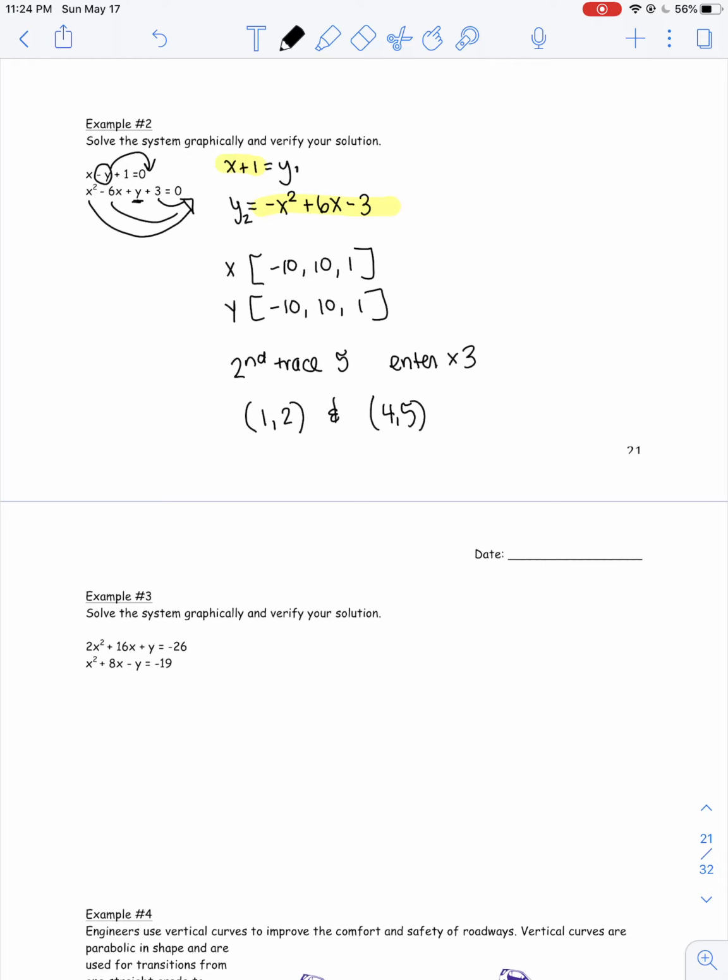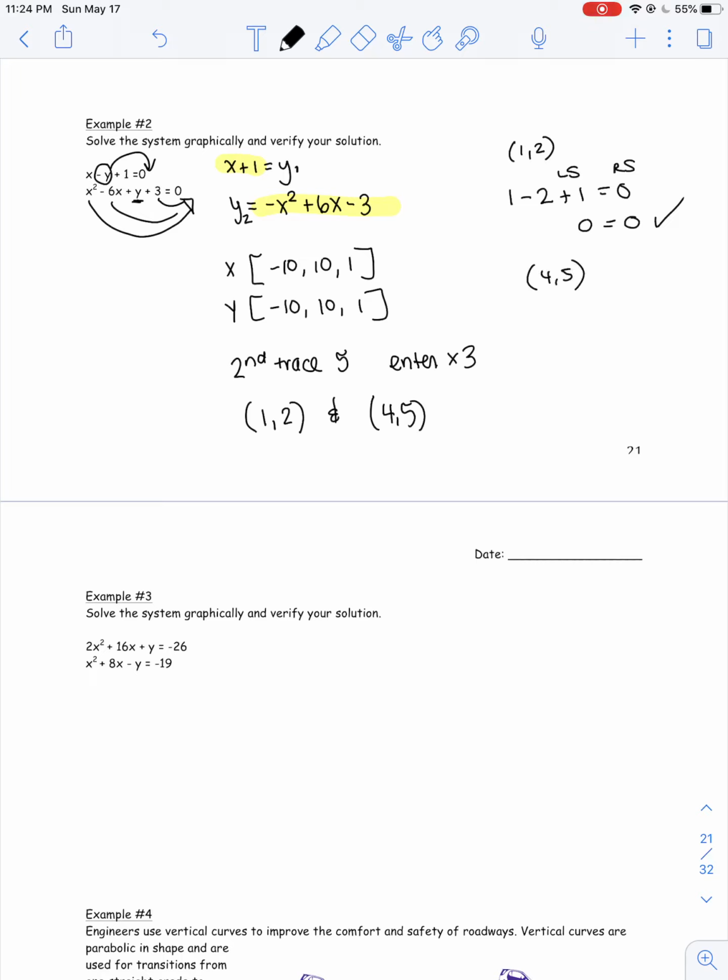To verify, you can plug it into your left side and your right side to see if left side does equal right side. So for the first one, let's check 1, 2. Let's plug it into the first equation. X is 1, so we're going to go 1 minus your y, which is 2, plus 1. Does it equal 0? The left side is this, the right side is 0. 1 minus 2 is going to be -1, and then -1 plus 1 is 0. So left side equals right side, so yes, it does work.